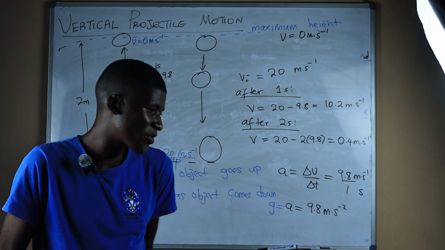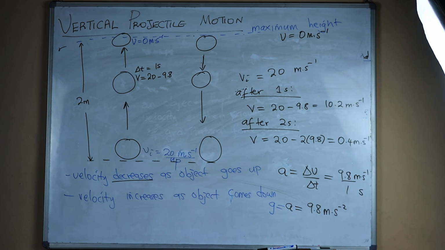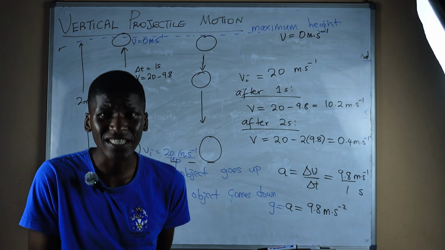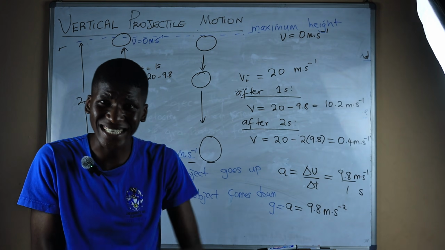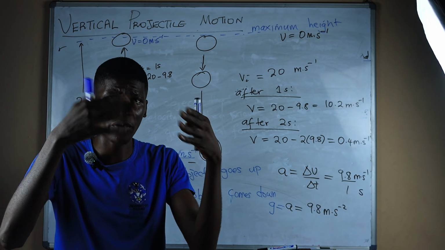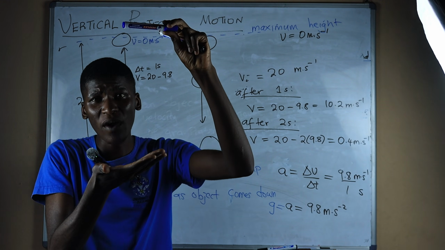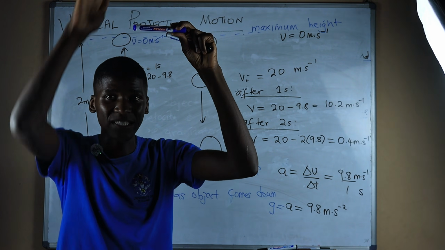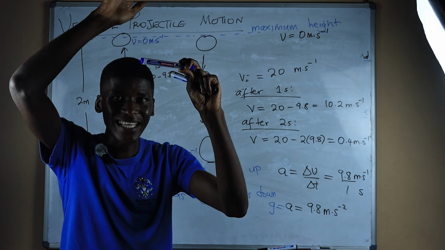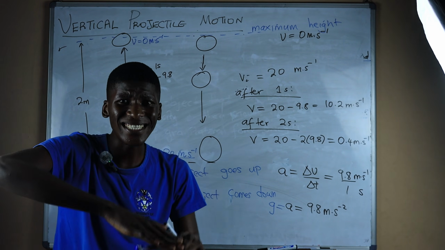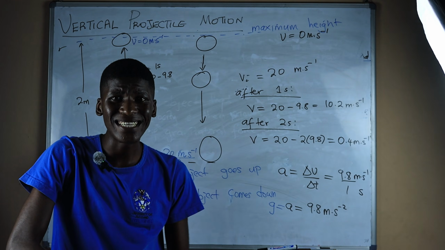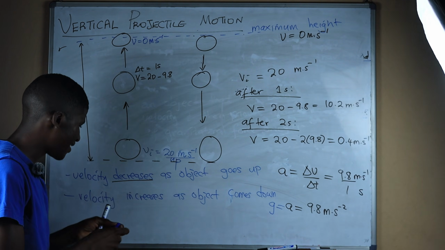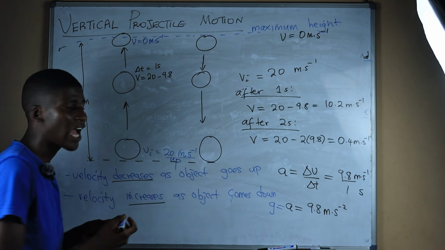Okay, so now you ask yourself, why does the velocity increase? Why does the velocity decrease as the object is going up? When the object is going up, gravitational force is pushing it down, causing it to slow down and slow down. But when the object is coming back to your hand from up to down, the gravitational force is pushing it down back to your hand, and it speeds up. So that's why we say that the velocity increases as the object comes back down.